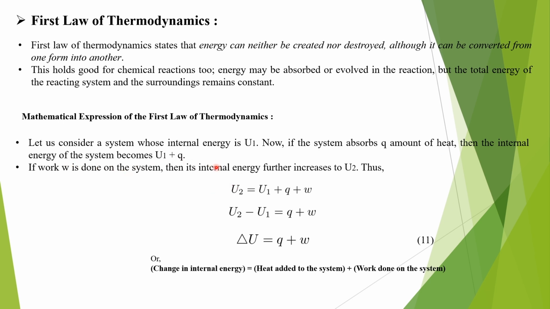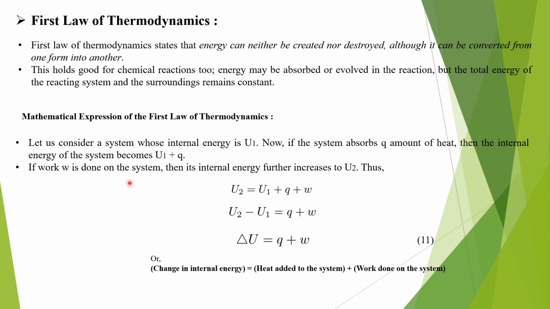Let us consider a system whose internal energy is U1. Now if the system absorbs heat, it means Q is positive here. So it absorbs Q amount of heat, then the internal energy of the system becomes U1 plus Q. So we have the internal energy U1, now the system absorbs heat of amount Q, so the internal energy changes to U1 plus Q.